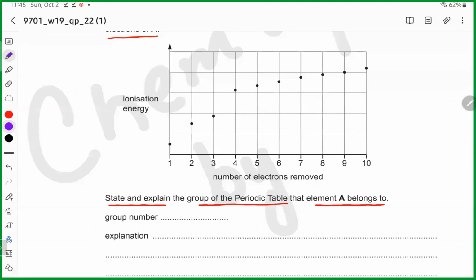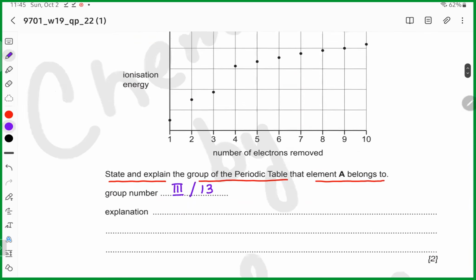Third group. Yeah, because the difference between the third and the fourth electron is greater, which means the outermost shell or the valence shell has 3 electrons, and if it has 3 electrons, then it belongs to group 3, or we can also write group 13, क्योंकि 3 को group 13 भी कहा जाता है, periodic table में 13 mention होता है. ठीक है? And then you have to write the explanation.